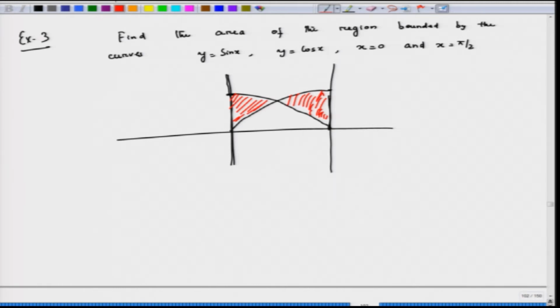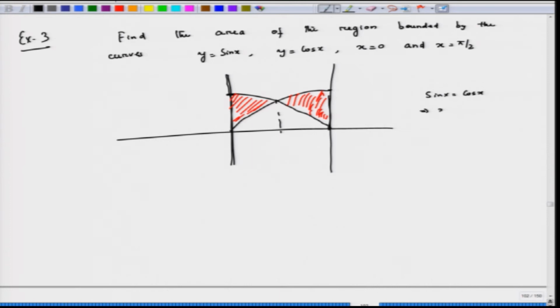Okay. So now how do we find the area? We need to figure out what this point is. This is the point which lies both on the curve sin x and on the curve cos x. Therefore, we can say that this is the point where sin x is equal to cos x.